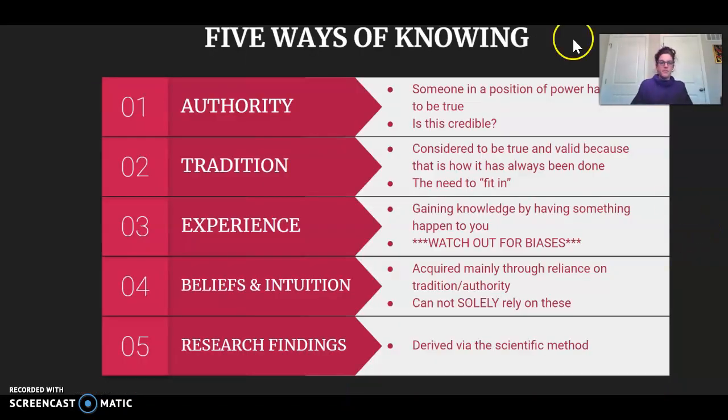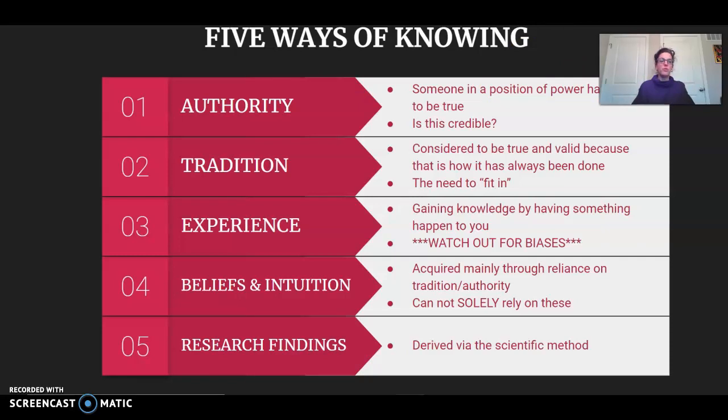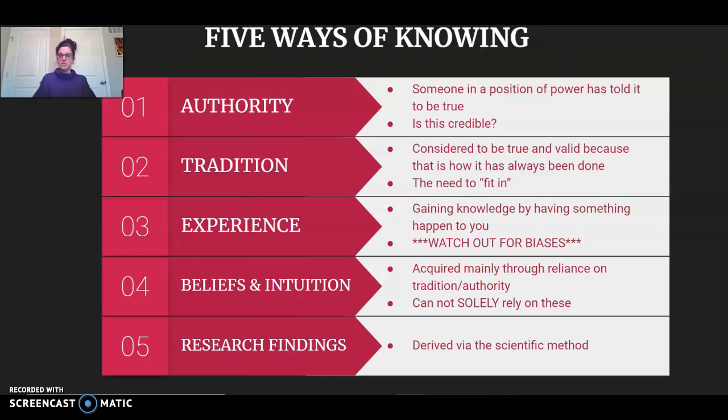All right. So in that previous slide, we talked a lot about gaining knowledge in order to be purposeful. And so there's 5 different ways that we acquire knowledge and how we know things. So the first one would be authority. Someone in a position of power has told you that this is in fact true and reliable and credible and is to be believed.